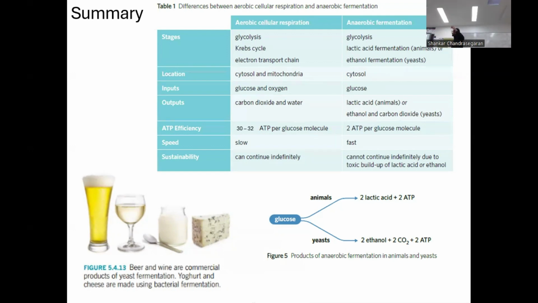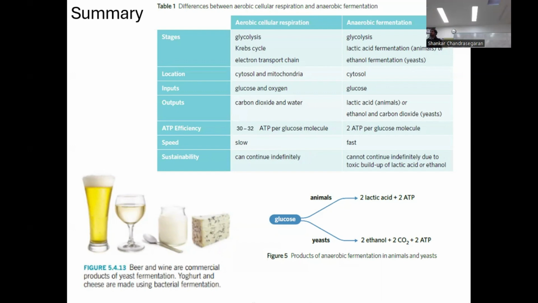The last two stages of aerobic respiration allow a lot more coenzyme to be generated, which then supports the last stage, the electron transport chain. That is why they make so much ATP. If those two stages can't occur, obviously you'll make much less ATP, as you can see in anaerobic fermentation, which only generates two.